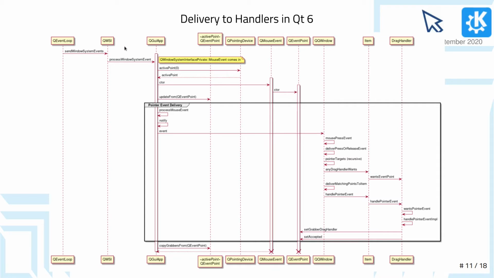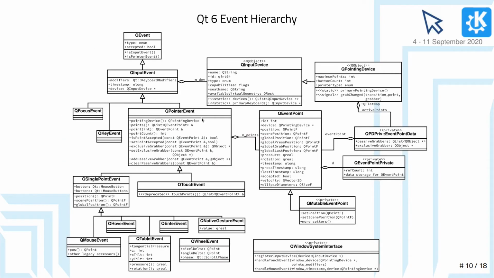So we again start from the event loop, windowing system interface, GUI application. We get the heap-allocated QPA mouse event. And then the first thing that happens is the QPointingDevice, I forgot to mention that each device has a QFlatMap with the active points, and this is where it stores your persistent data, meaning if you grabbed a mouse press, the reason you did that is because you want to get all the updates, right? So we're not just going to throw this information away and construct a new QEventPoint every time. Instead, we keep this event point data object, which has passive grabbers and exclusive grabbers, and possibly anything else that we want to keep in between the events.